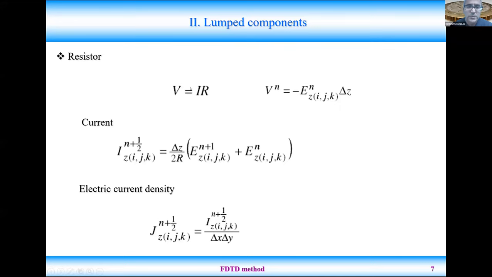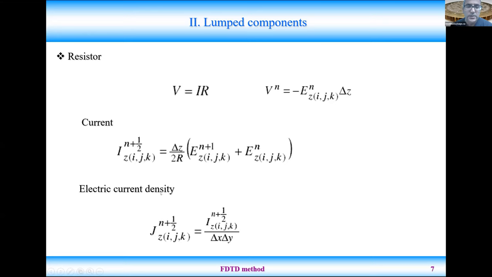And then the current, by using this Ohm relation, V equal IR, is obtained here by doing an average of the electric field in time. So Ez at time n plus 1 plus Ez at time n, over 2. And we divide here by R multiplied by delta z. This is equivalent to the V. Because we have to use electric field, and the current is calculated at the same time as magnetic field, as we have seen before, we have to do this average in time.